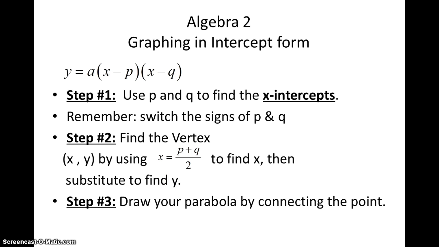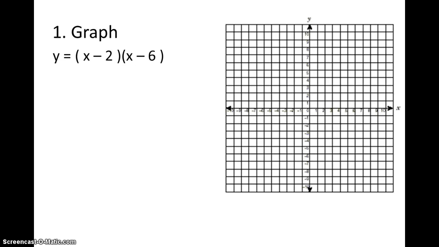So let's go ahead and try an example here. We have this equation, x minus 2 times x minus 6. Notice a right now is positive 1, so we know the parabola is going to go up, the U shape. Let's go ahead and do the 3 steps that I showed you guys.